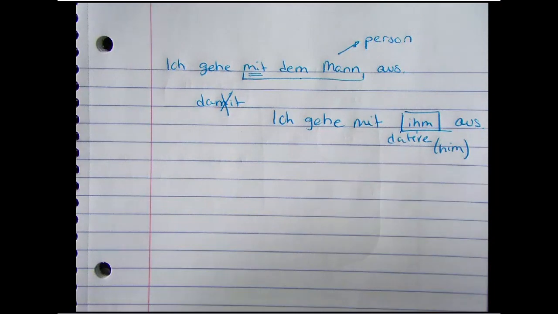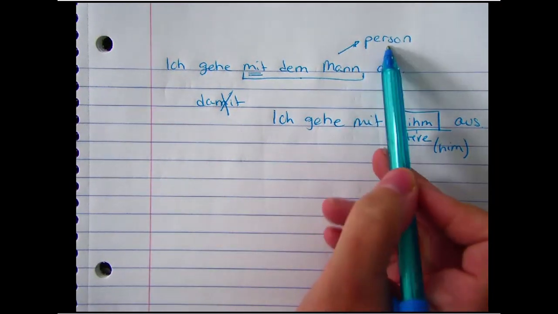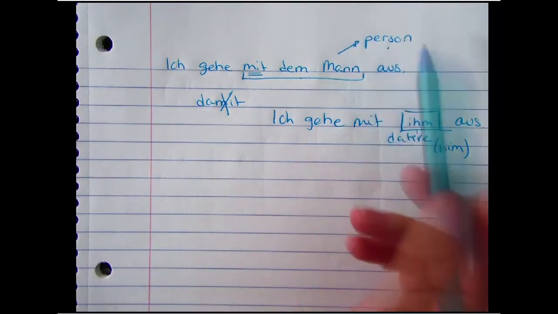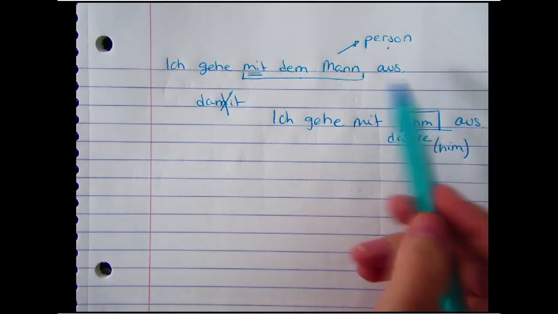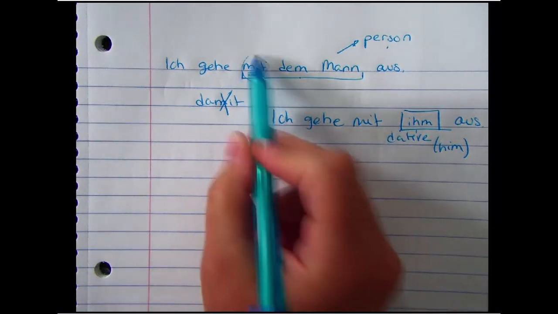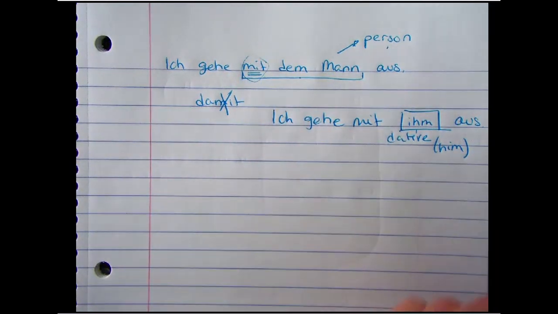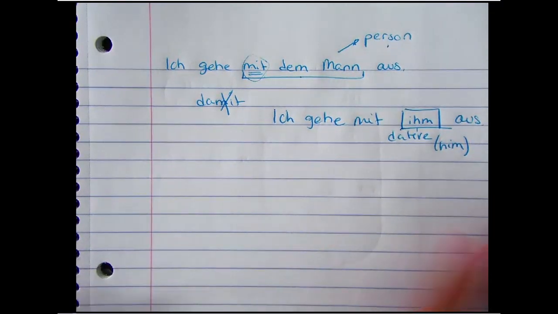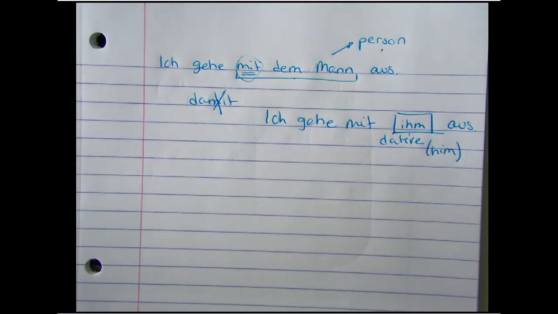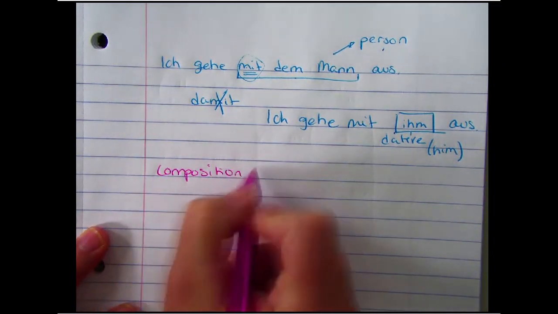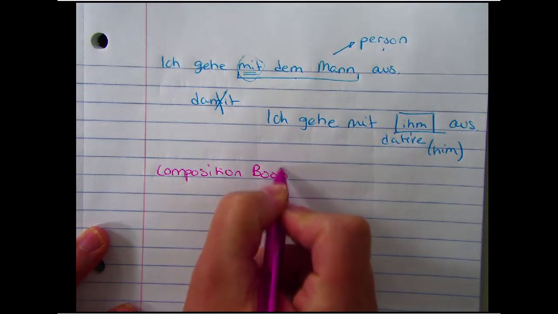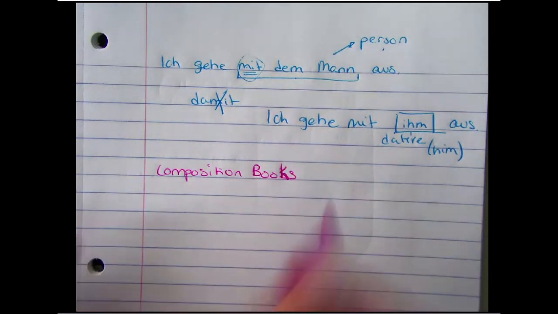Okay. So again, when you're replacing a person or an object by itself, okay, person or an object, you're going to just use a pronoun. If you have an object that is a prepositional phrase, so the object of a preposition, but it's an object, then you would use a da compound. You cannot use da compounds when you're talking about people. Okay, before we go on, I want you guys to get out your composition books.